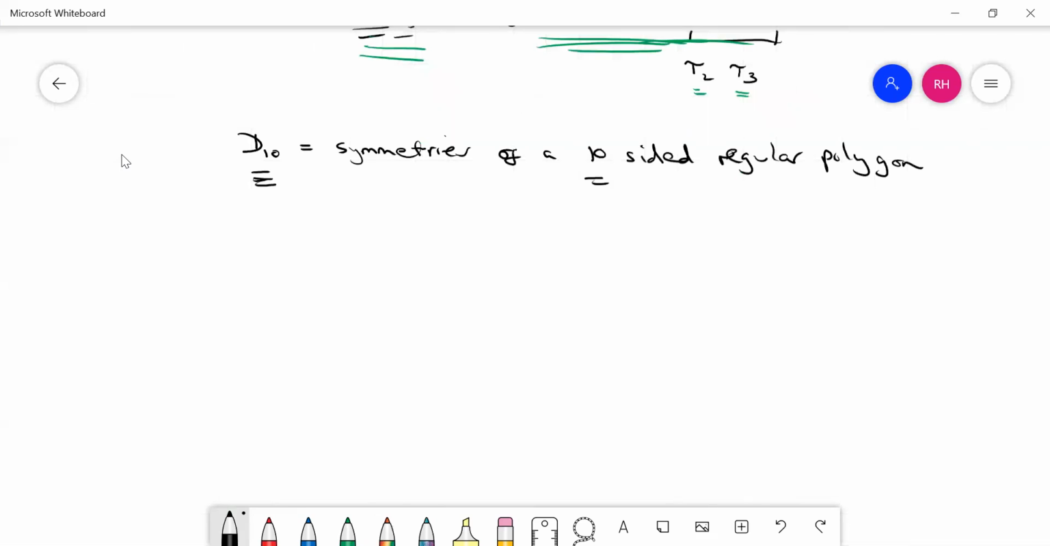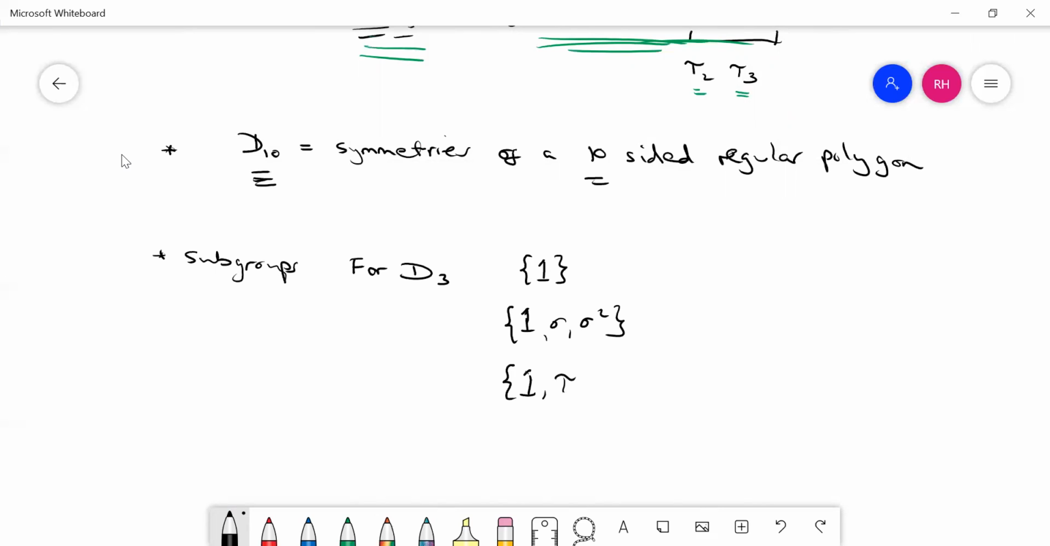Now the next thing that he asked me about was subgroups. I don't really have time to go through this fully, but for D3, I'll just give you some of them. Well, 1 is a subgroup. What else is a subgroup? Well, you could have 1 and sigma squared. That would be a subgroup. You could also have 1 and tau. That would be a subgroup. And D3 itself is a subgroup. So these are all subgroups of D3.